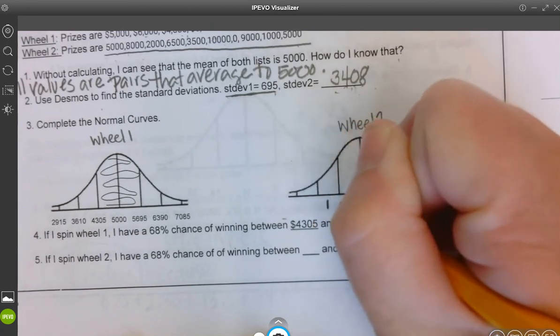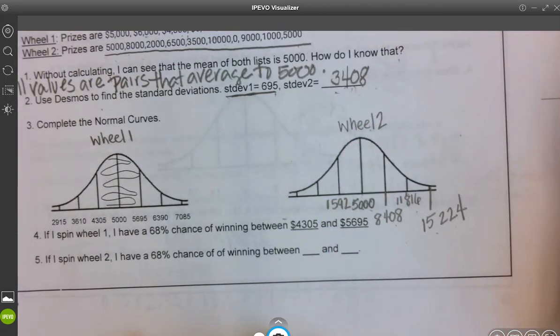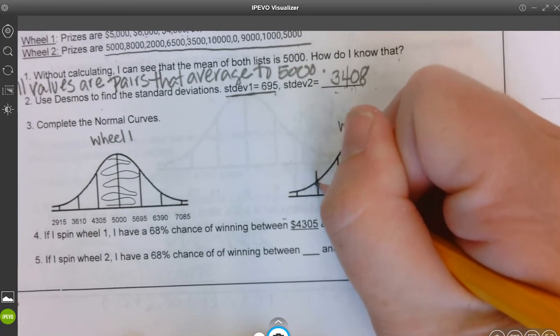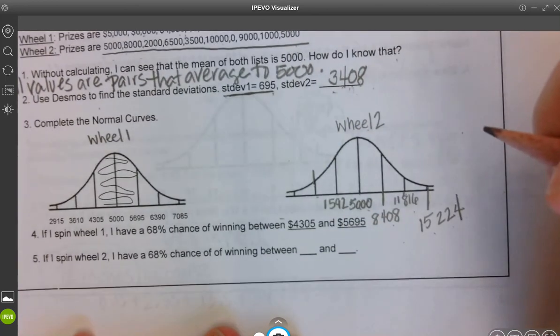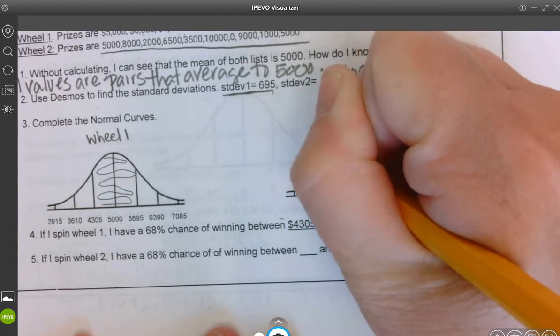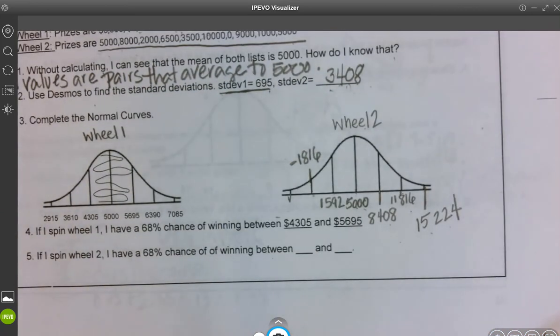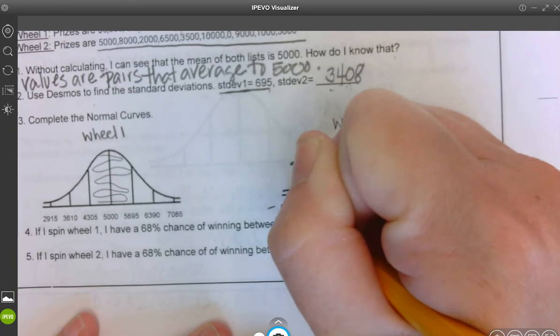So this next line is 1,592. This one, I don't usually go above, but I'm going to have to go above this time because I'm running out of space. So I'm going to subtract on Desmos to find that one. All right. So the next one I'm getting right here, this line I'm getting negative 1,816. That would not be a good wheel to spin if you're going to actually lose money for spinning the wheel. And then I'm going to subtract again. So negative 1,816 minus 3,408, and I'm getting negative 5,224.